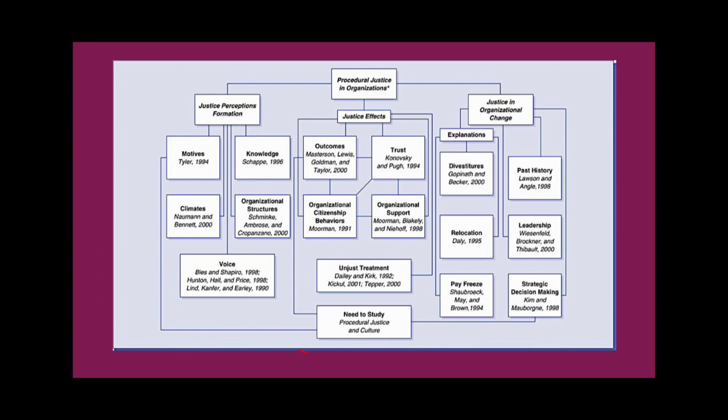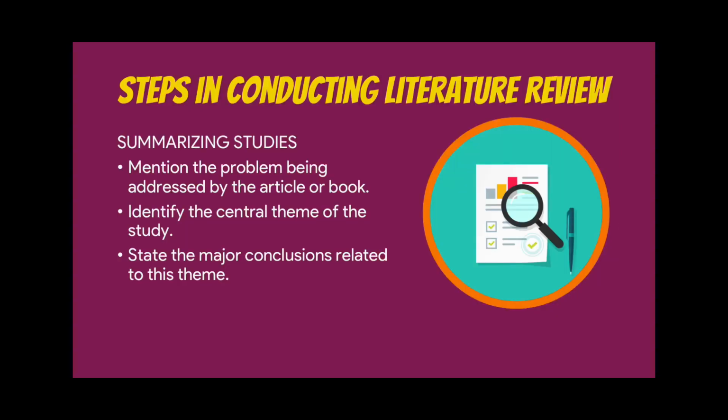And you can actually do it this way. You can also create a conceptual framework. So it's going to be easier for you to write. Alright? And then it's very important that for the studies that you have chosen to be a part, or candidates to be a part of the literature review sections, you have to summarize the study. So mention the problem being addressed by the article or book, identify the central theme of the study, and state the major conclusions related to the theme. So that's very important, that's how you put the study into the related literature as you connect it with other literature.